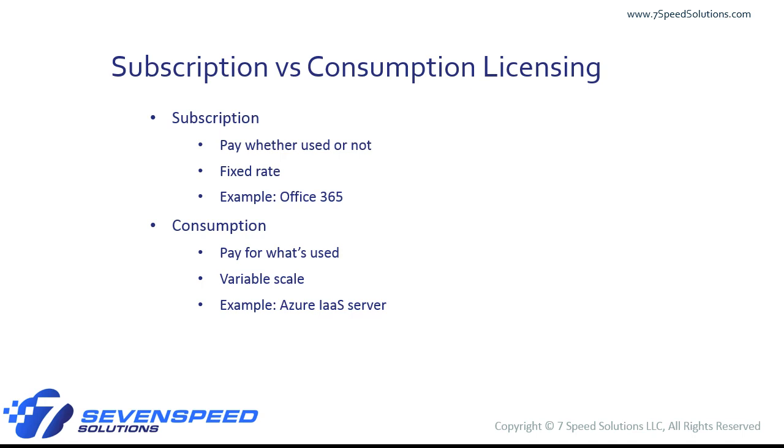Now with cloud, when someone refers to cloud, typically this is what they're referring to. In this case, you pay for what's used. There's a variable scale. You can scale up, scale down. A good example of this might be an Azure IaaS, or infrastructure as a service, virtual machine, a server. If you shut that machine down, you're likely not paying, or not paying very much, but when you start it up, then you do pay for it. So that's the difference between subscription and consumption. Consumption, again, is something you typically can turn on, turn off. You pay for what you use.